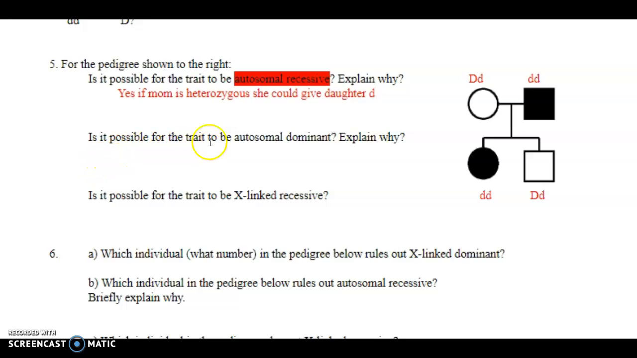It says, is it possible for the trait to be autosomal dominant? Yes, for autosomal dominant, it would just kind of be the opposite of the recessive situation. If it's autosomal dominant, mom's not affected, so she would be little d, little d. And then dad would be the one that would be heterozygous this time because he would have that dominant trait. So he could give the big D to the daughter, making her have it, and then the little d to the son, with mom's little d, making him homozygous recessive, and he would not have that trait.